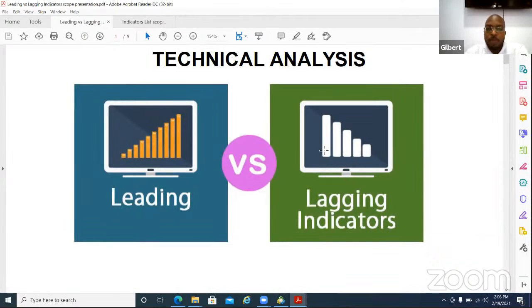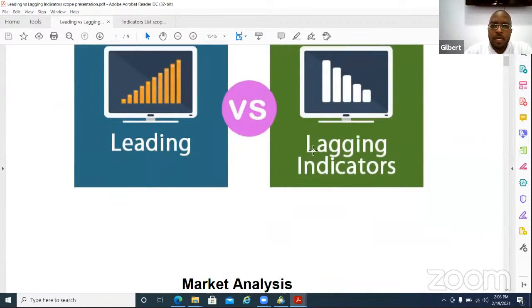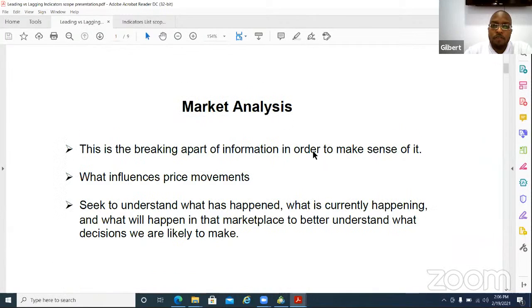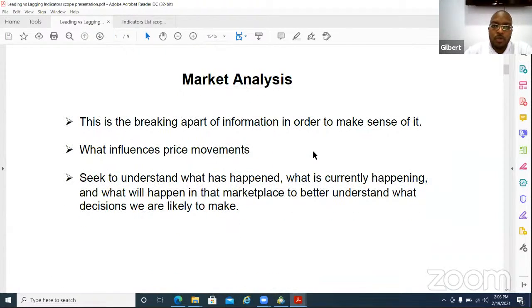All right, so the topic for today is leading and lagging indicators in technical analysis. Now, before we even dive into the indicators, let's just give an overview of what we're covering today. We have to first of all understand what is technical analysis. So I'll just begin from the beginning with market analysis. I'll give a brief introduction about the other types of analysis, and then we'll dive into technical analysis.